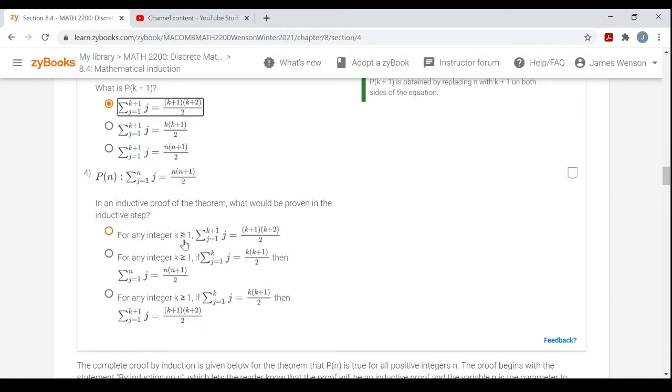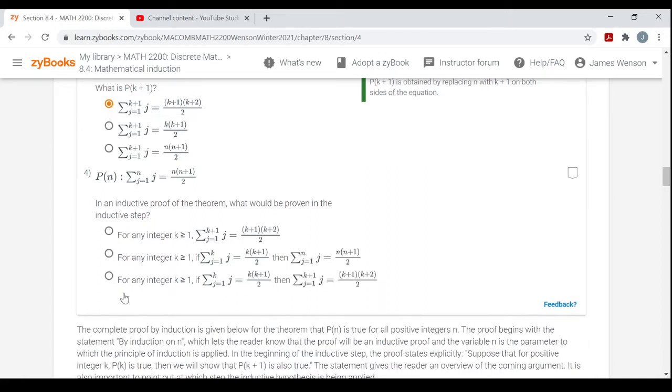So you'd say for any integer k greater than or equal to 1, if p of k is true, now p of k is just replace n with k, that's this statement, then p of k plus 1, oh, that's not p of k plus 1, this is p of k plus 1. So here it is. For any positive integer k greater than or equal to 1, if p of k is true, then p of k plus 1 is true. That's what you're trying to show.